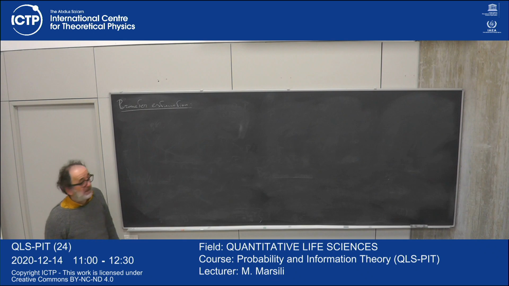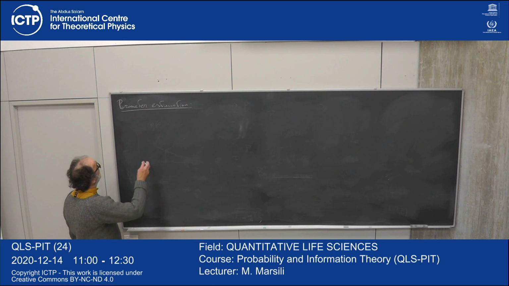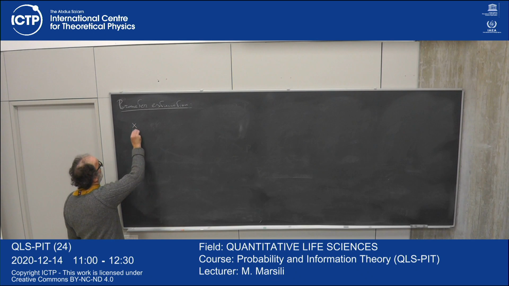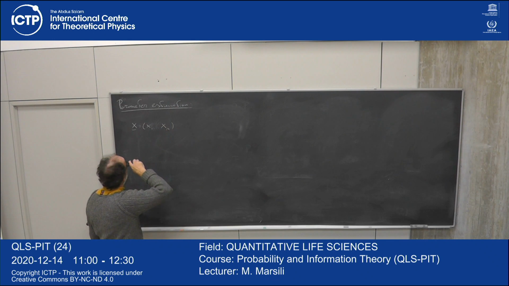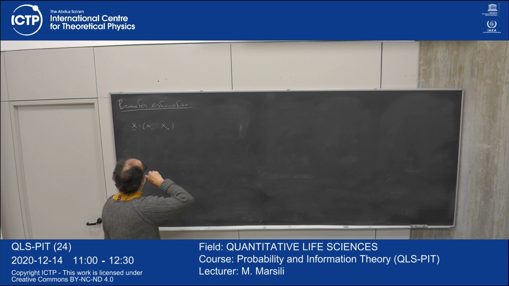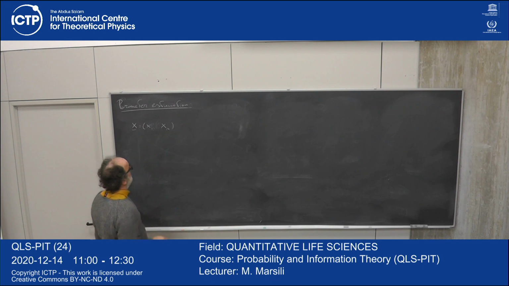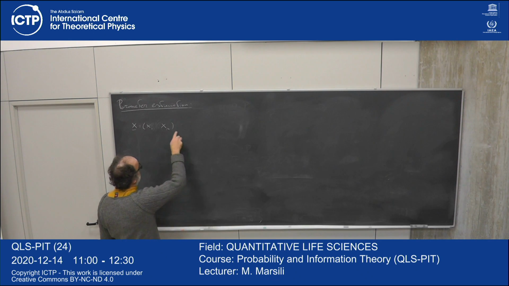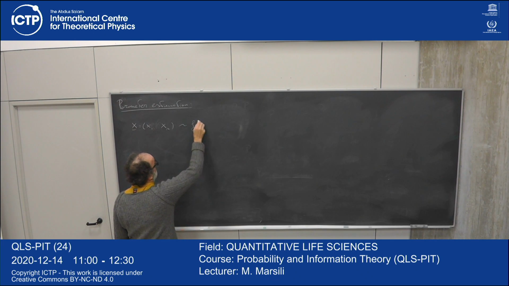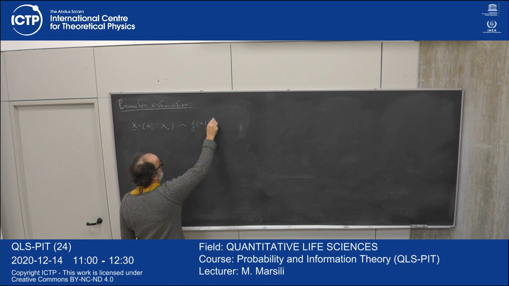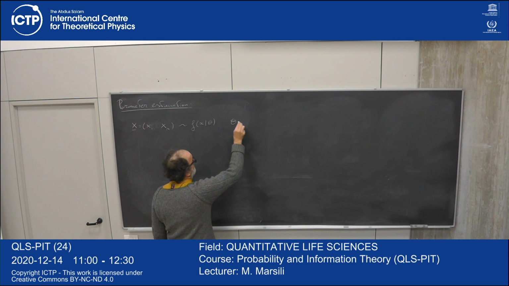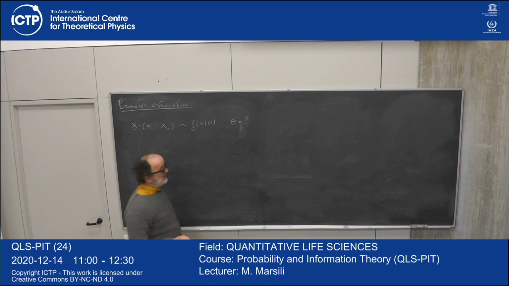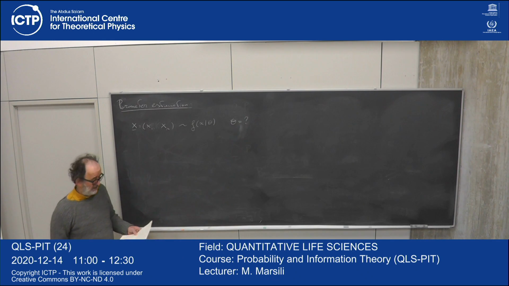Let us now discuss parameter estimation. This is the problem where I have a sample of n observations, and I make the prior hypothesis that these are IID draws from a certain probability distribution that depends on a certain parameter theta. Okay? And then the question I want to ask is: what is the value of the parameter theta?